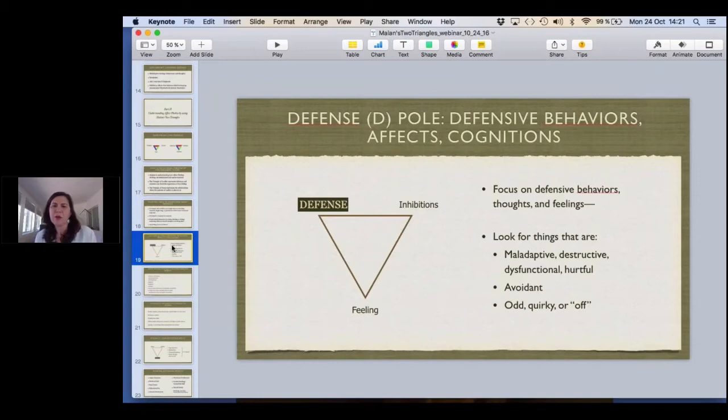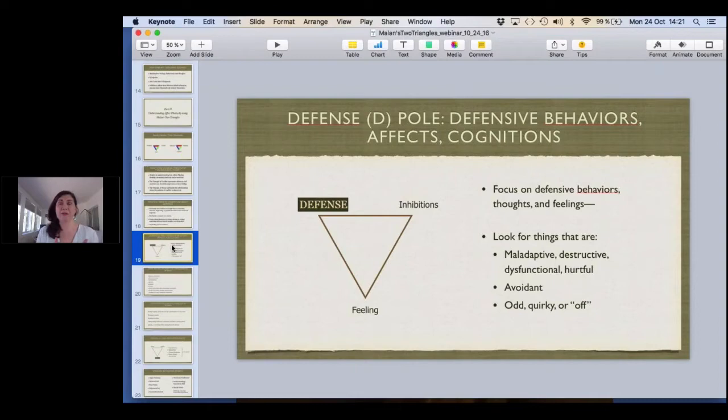We have defenses here. And one thing that I always appreciated Nakun for is that he said with defenses, you always want to be looking for things that are odd, quirky, or off. There's been many times I've been in session where I just didn't know if something was a defense or not, and all I would have to do is ask myself, is it odd? Yes. Is it quirky? Yes. Is it off? Yes. It must be a defense.